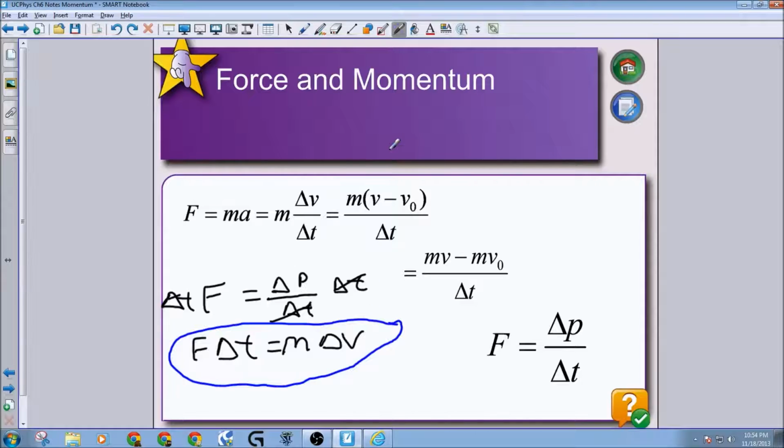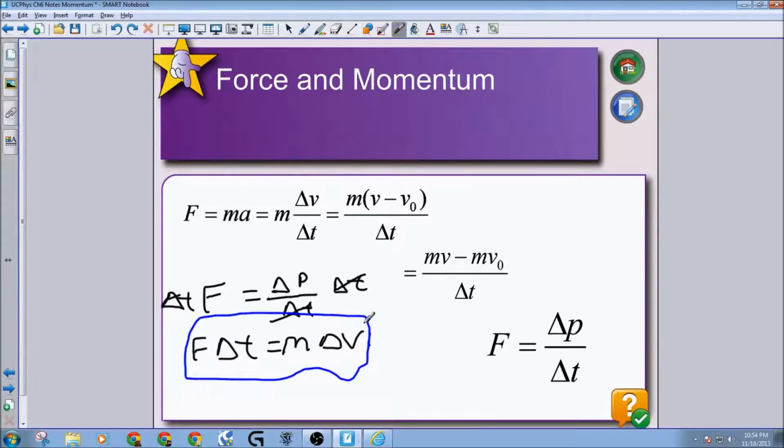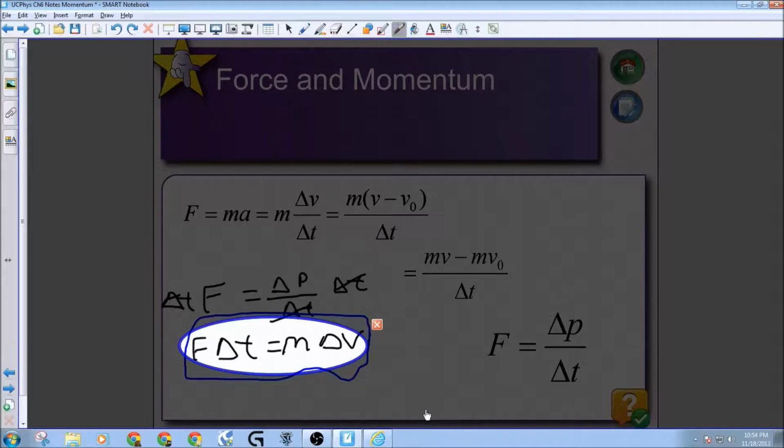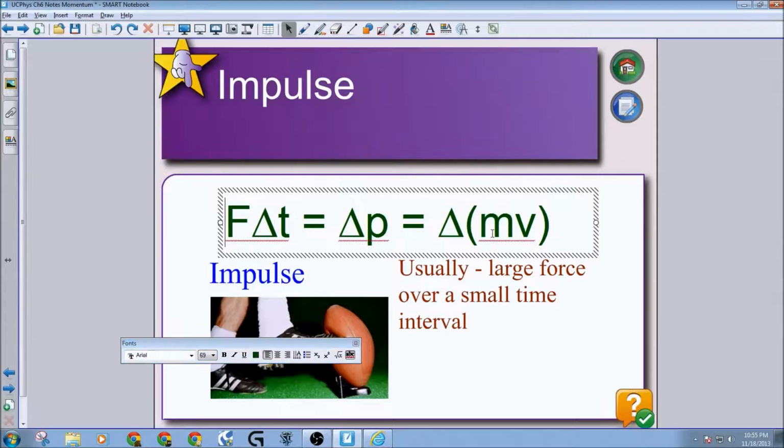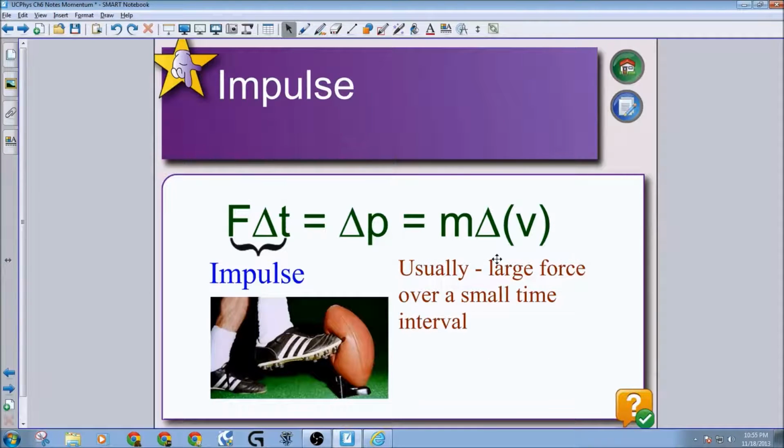And this is the equation that you really want to focus on for the homework. So, force times change in time, impulse, equals mass times change in velocity.